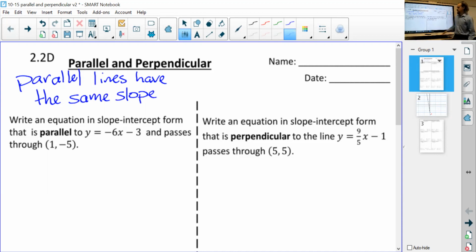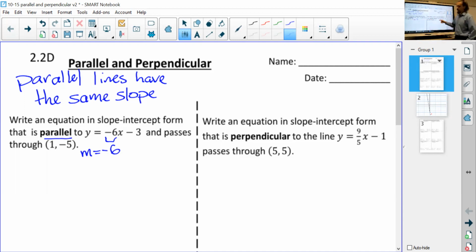Anytime it asks you for an equation in slope-intercept form for a line parallel to some other line, all that's telling us is that our new line has to have the exact same slope. So if it tells us y equals negative 6x minus 3, our new line is also going to have a slope of negative 6. Okay? So all we need now to get our equation in slope-intercept form is the y-intercept of a line with a slope of negative 6 that goes through the point (1, negative 5).